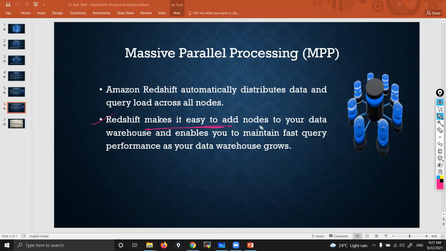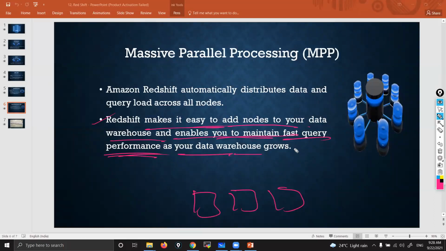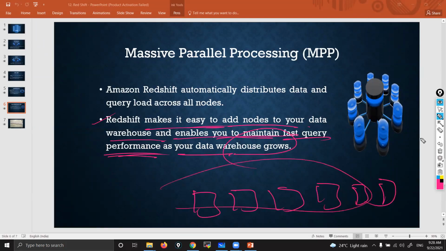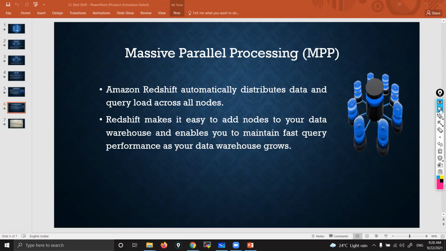Redshift makes it easy to add nodes as your data warehouse grows. See, it keeps on adding new nodes based upon the data and enables you to maintain faster query performance. Always it will make sure there won't be any compromise in running queries with high performance. That means there won't be any delay while running a query. So always it will make sure of faster query performance as your data warehouse grows. Okay, that is how Redshift works.